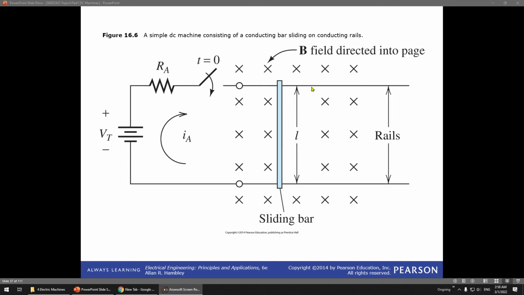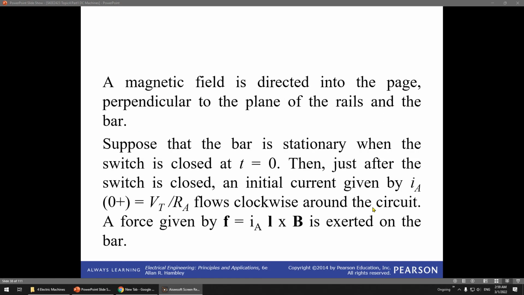So force will be created, and this sliding bar will move. If not mistaken, it is to the right-hand side. The current will move down, so if not mistaken, it will move in this direction. You have to use the right-hand rule. The magnetic field is directed into the page, perpendicular to the plane of the rails.